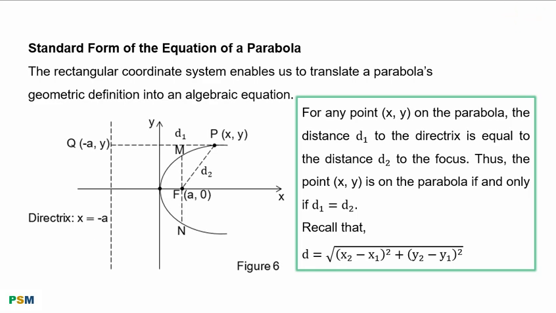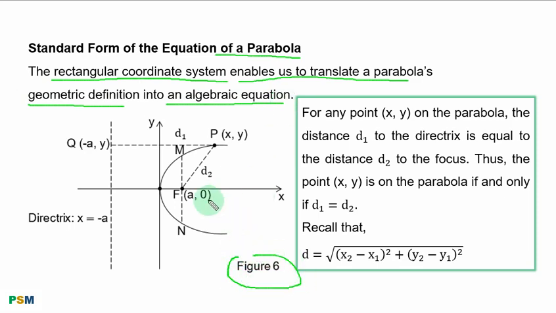Standard form of the equation of a parabola. The rectangular coordinate system enables us to translate a parabola's geometric definition into an algebraic equation. You have figure 6. This point is the focus. You have the vertex somewhere here. Point P is on the parabola.